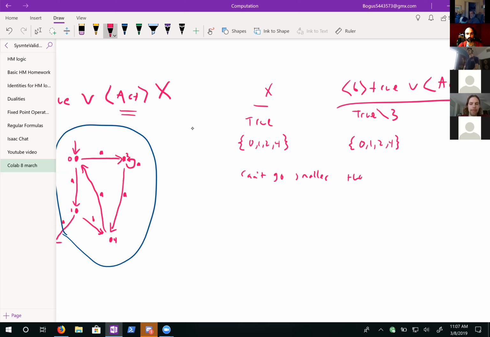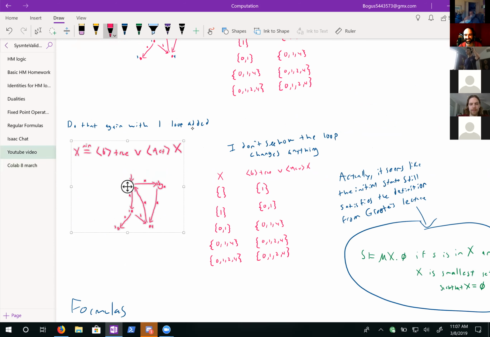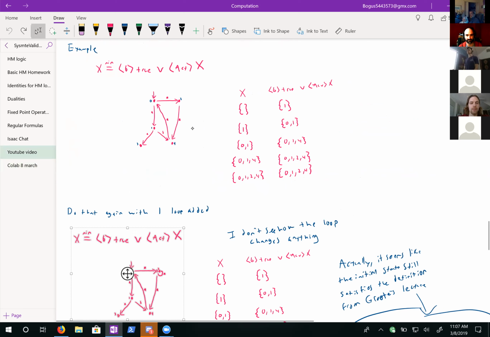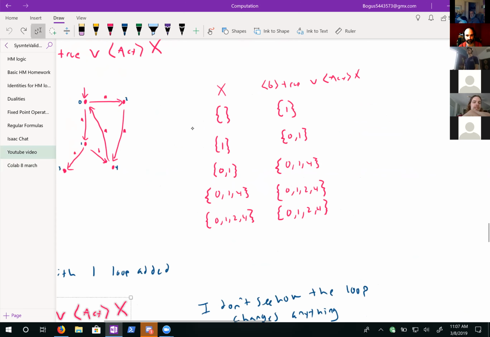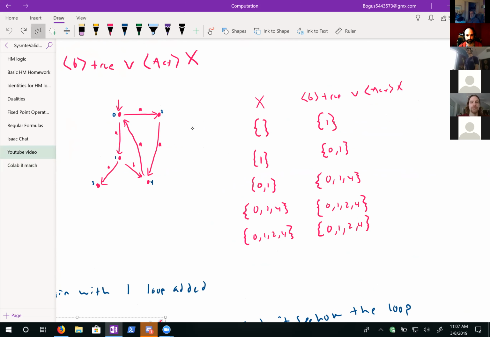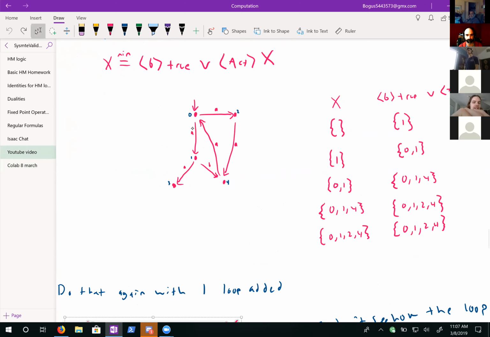Yeah, for sure. Okay. Can you also go through the minimal definition? Yeah, the minimal one. The minimal one was what I had done here. So it's the exact same transition system. It's the exact same equation. The only difference is this. It's a mu x dot instead of a nu x dot. So you're starting from the empty set. Right.